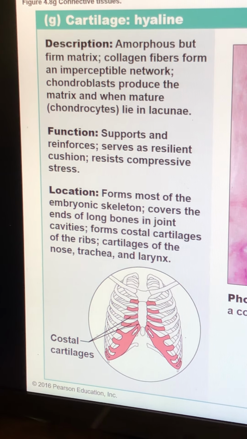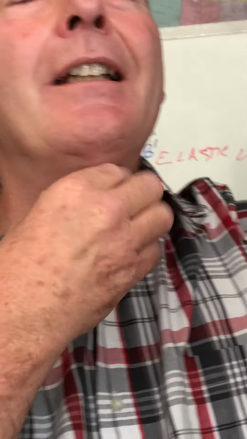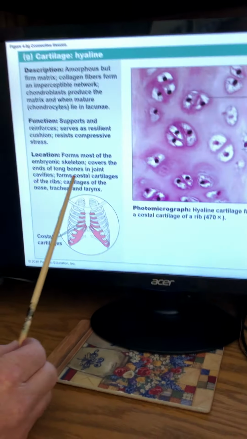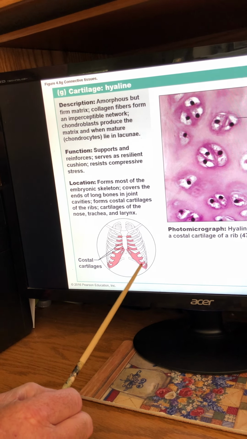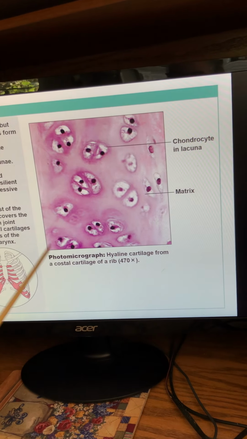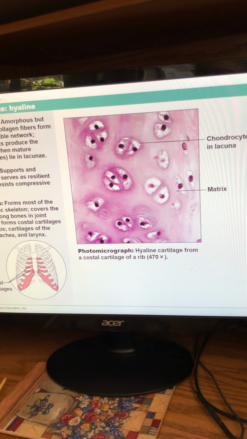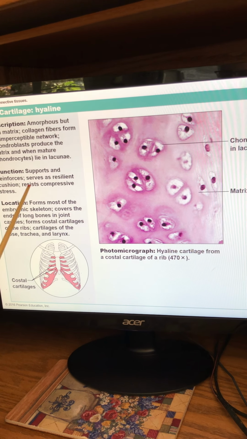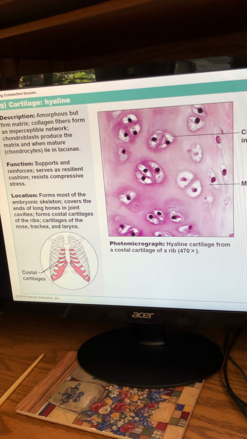The other places that you would find it is going to be the tip of your nose, because your nose bone doesn't start until here. So the whole tip of my nose is hyaline cartilage. My trachea here in my neck kind of moves back and forth. That's made of hyaline cartilage. My larynx also is made of hyaline cartilage. And so the costal cartilages of the ribs, not the ribs themselves, they are bone, but this stuff that you see pink here are made of this material. And so hyaline cartilage is the one that is going to serve as a resilient cushion, but resist compressive stress. So it works really well.